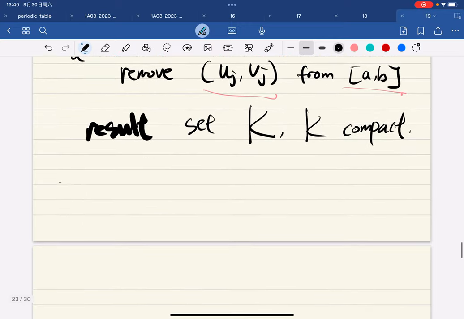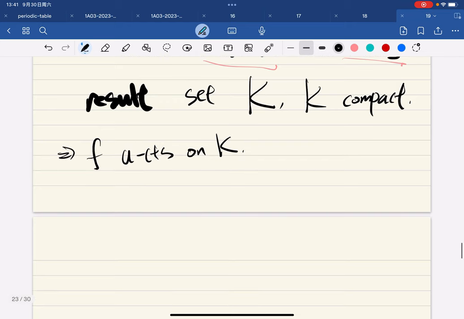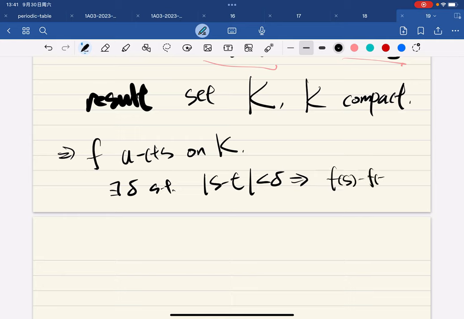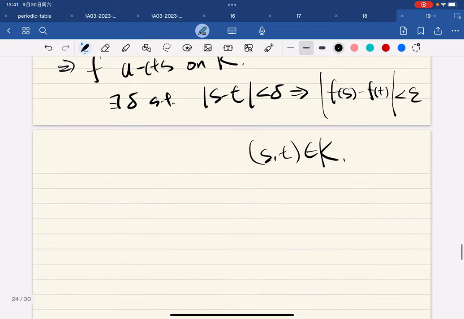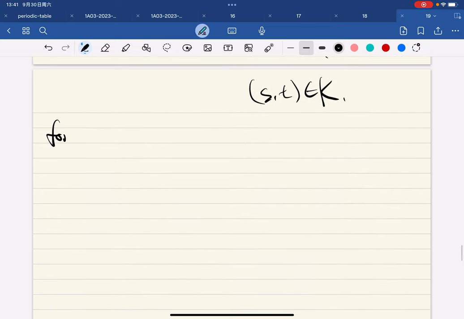This implies it could be less than epsilon for the given epsilon for s, t in K, right? And now we form a partition. Form a partition P.